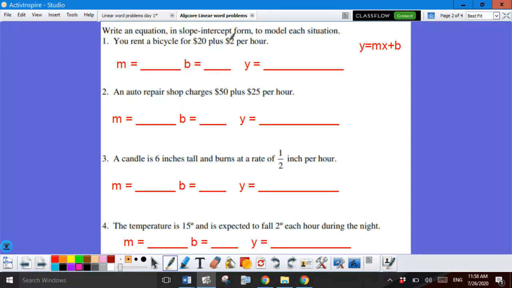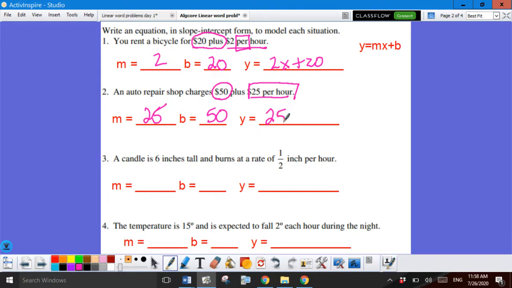You rent a bicycle for $20 plus $2 per hour. That is my B. $2 per hour, there is my slope. So the M is 2. So y equals 2x plus 20. Okay, a repair shop charges $50 plus 25 per hour. So this is the part that's not going to change. That is my B. This is the part that's going to change. So y equals 25x plus 50.